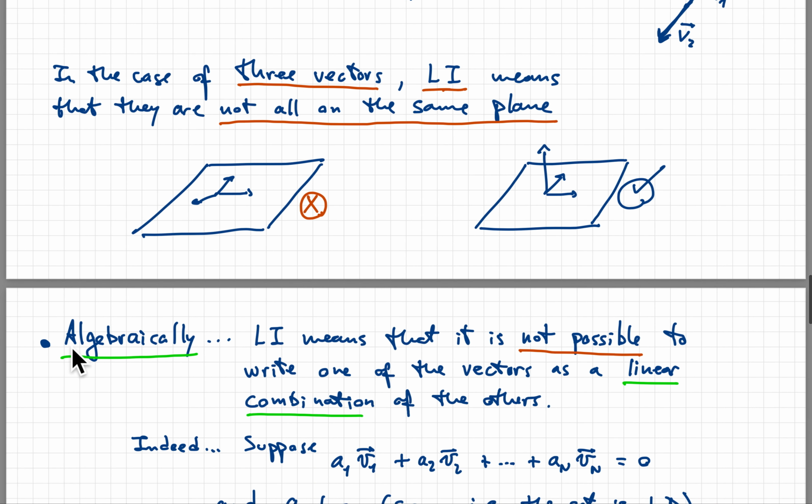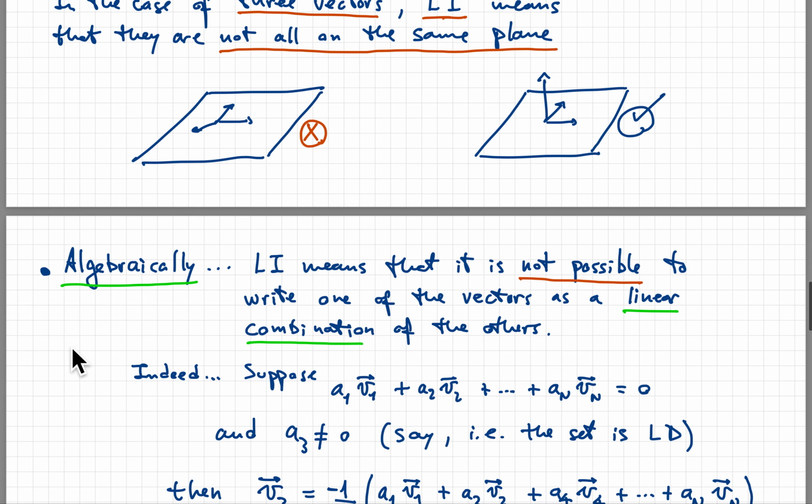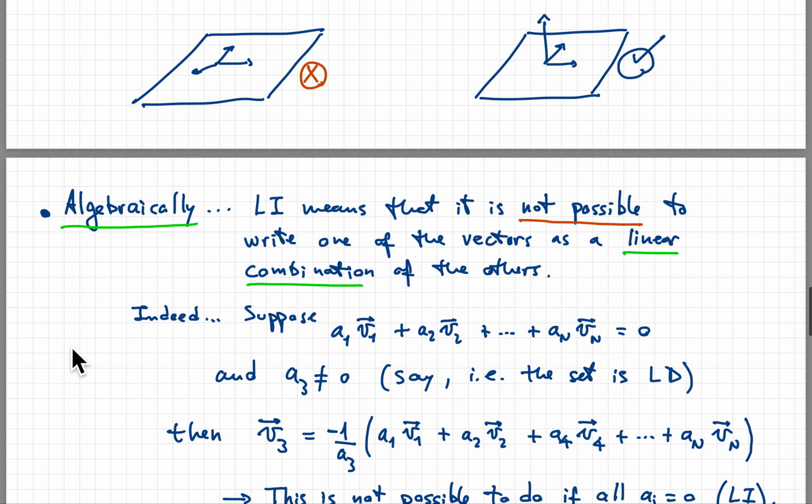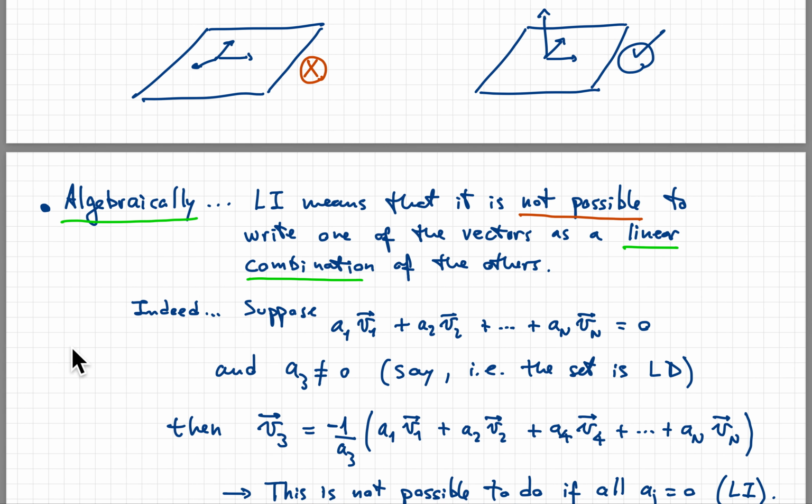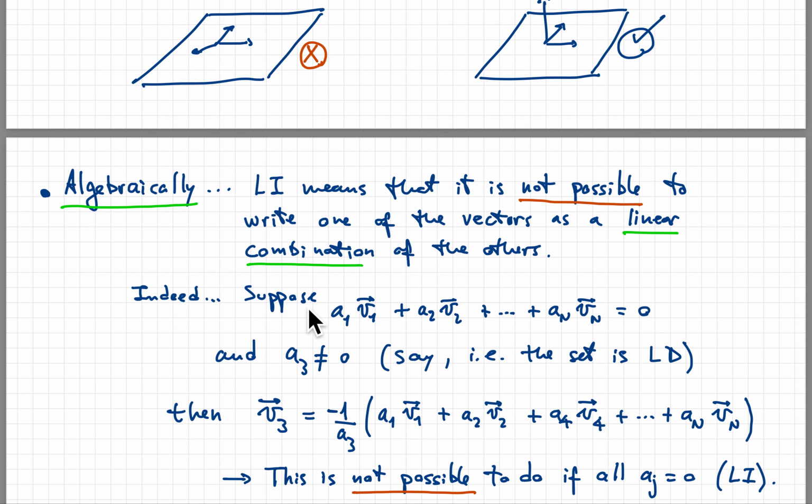Algebraically, there's another way of thinking about this. Linear independence means that it is not possible to write one of the vectors as a linear combination of the others. Suppose that we have this linear combination set equal to 0. This is our search for linear dependence or independence.